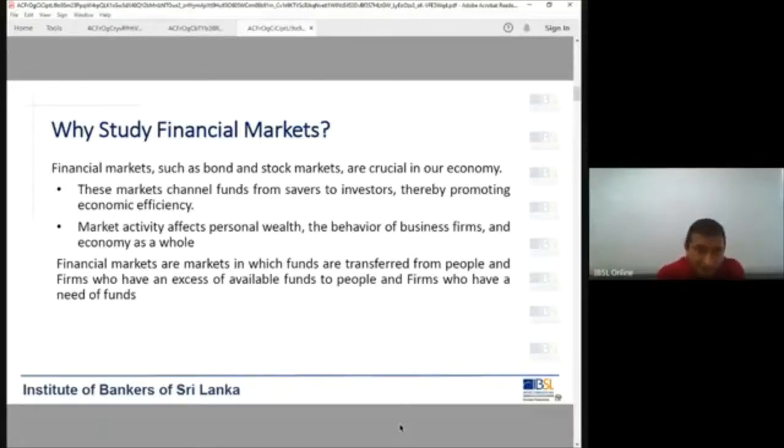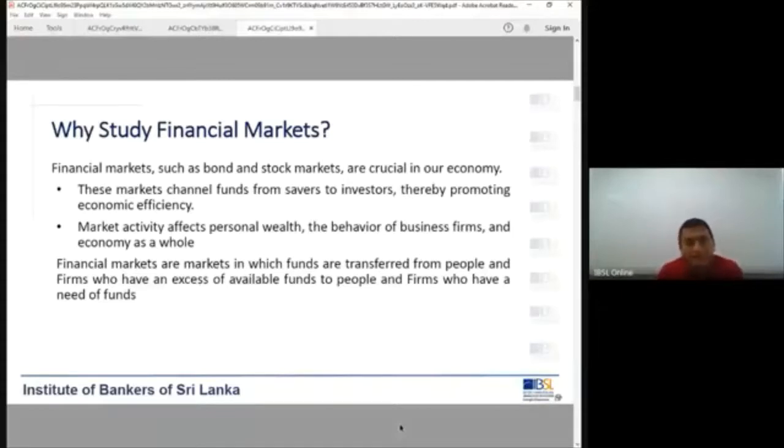So the financial markets are markets, you have to understand here, in which funds are transferred from people and firms who have an excess of available funds to people and firms who have a need of funds. So there are two entities in financial markets. One entity is surplus, and one entity is either deficit or with an investable proposal.